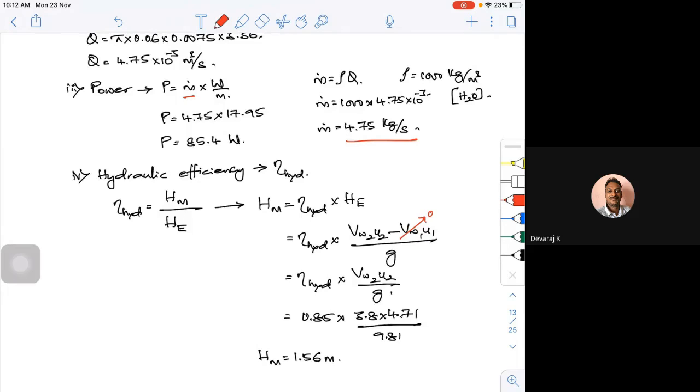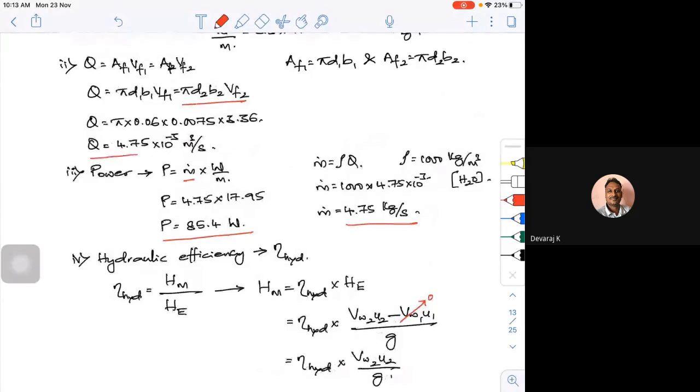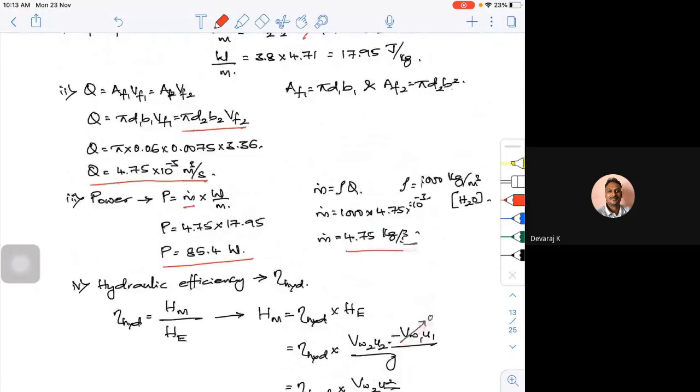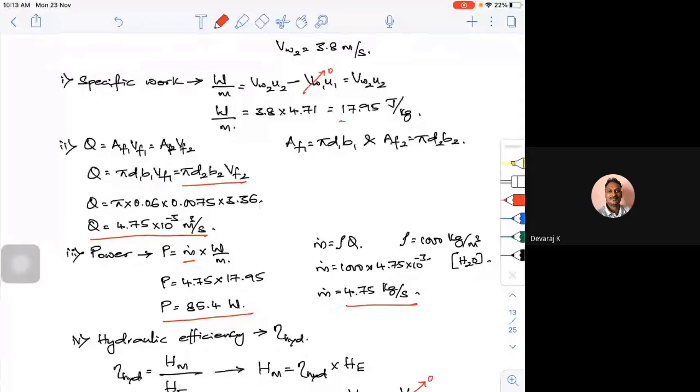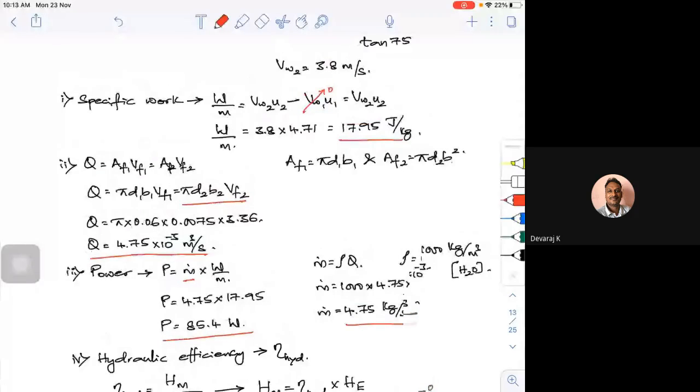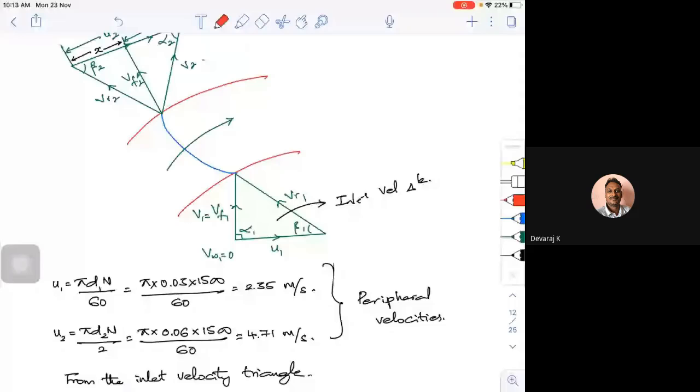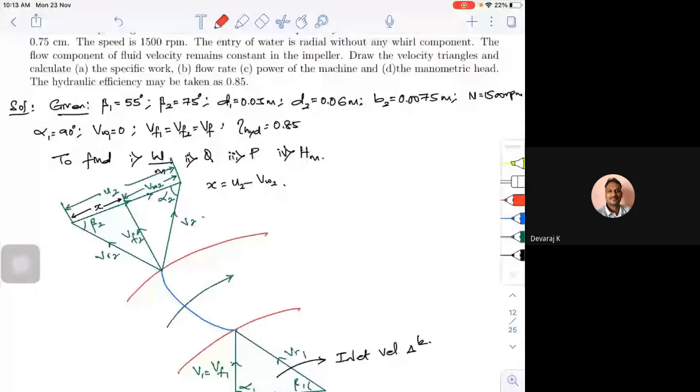See, all the parameters we have found. The manometric head, which is 1.56 meters, the power, which is 85.4 watts, discharge, which is 4.75 into 10 to the power of minus 3 meter cube per second, and your specific work, which is 17.95 joules per kg. These are the 4 parameters which we were supposed to find, and we are able to find all 4: specific work, discharge, the power required to drive the centrifugal pump, and the manometric head.